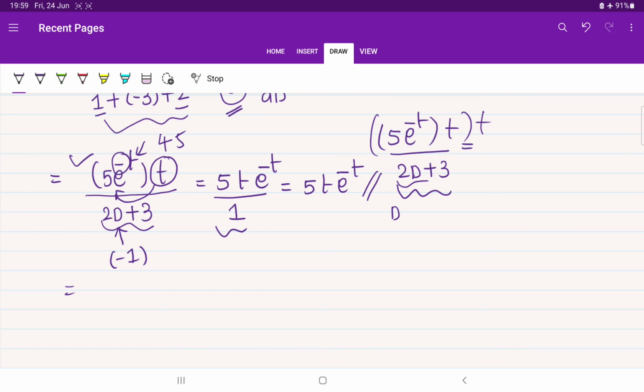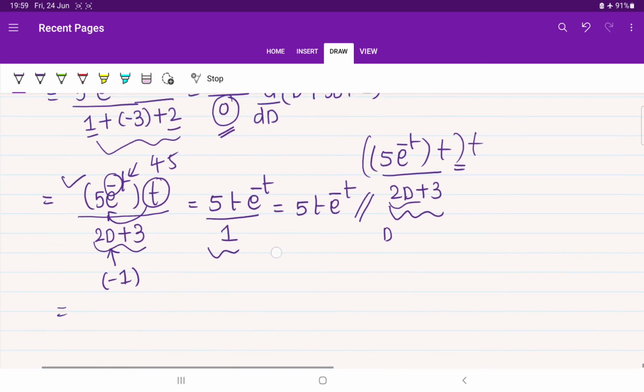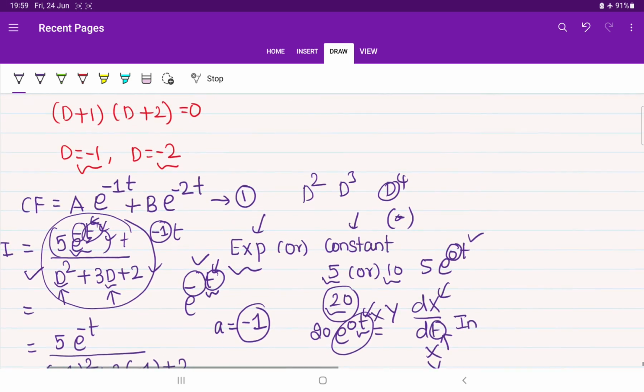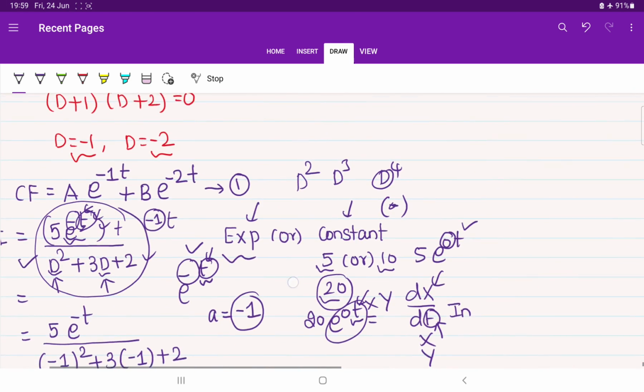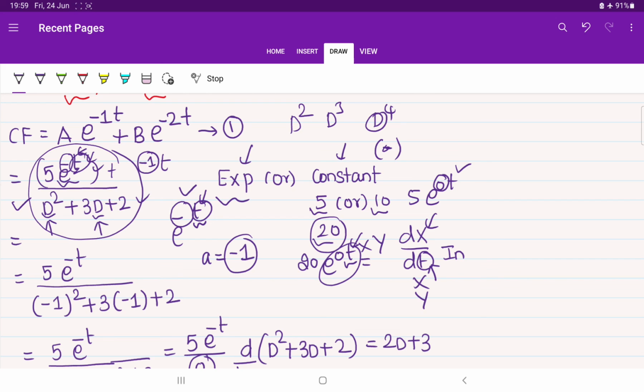So this is how we obtain the particular integral when an exponential function is given. I hope you all understood. I told two things here: an exponential function, and another one, a constant. Constant means what will happen? You have to add e power 0. Here the coefficient will become 0. So what do you have to do?